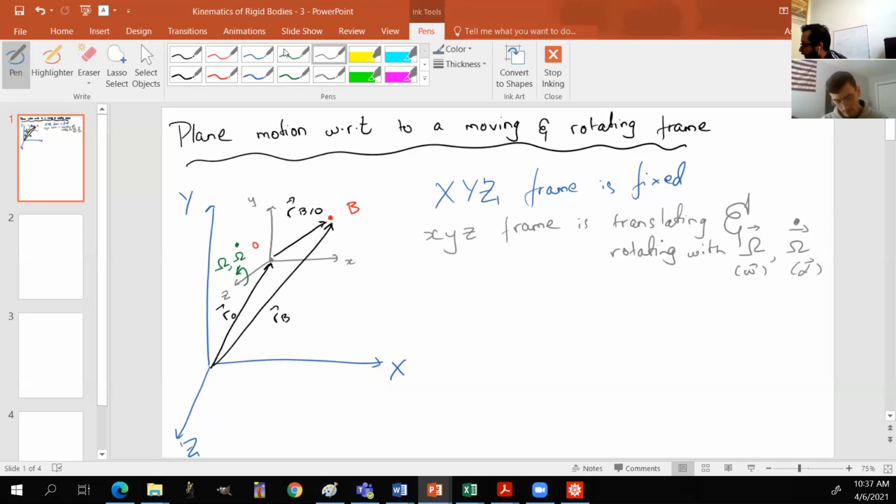All right, and here we know that they're about the k hat because we're looking at planar kinematics, right? So this omega we can write as omega k hat, and this we can write as alpha k hat.